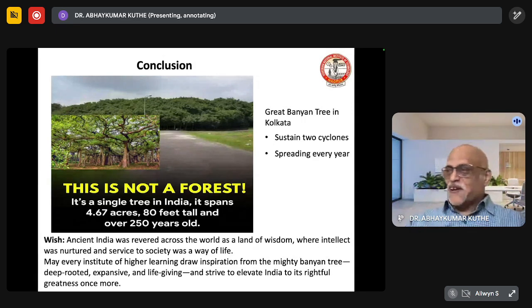If you look at the last line of the wish list from my side, my wish is that, I'm going to read it for you: Ancient India was revered across the world as a land of wisdom, where intellect was nurtured and service to society was a way of life. May every institute of higher learning, like our technical institute, draw inspiration from this mighty banyan tree, deep rooted, expansive, and life giving, and strive to elevate India to its rightful greatness once more. That means we were great in ancient India, so we will remain great again. That's exactly the conclusion from my side.